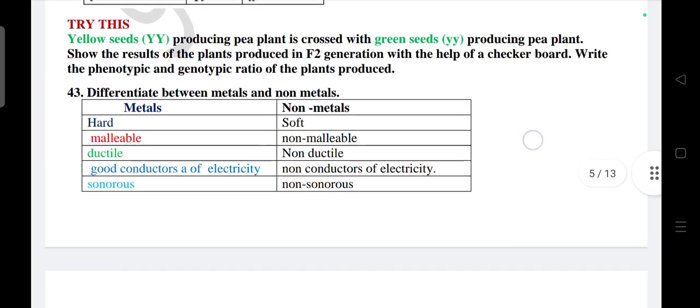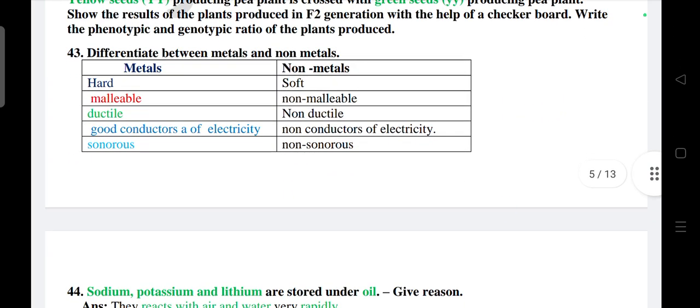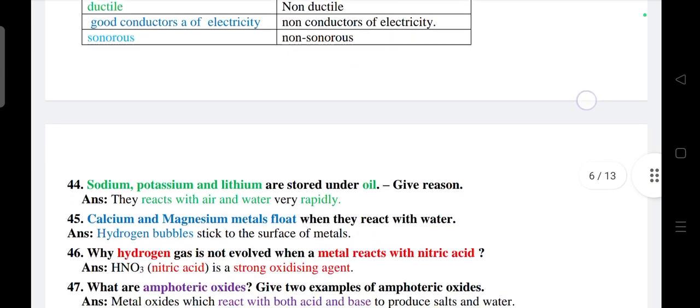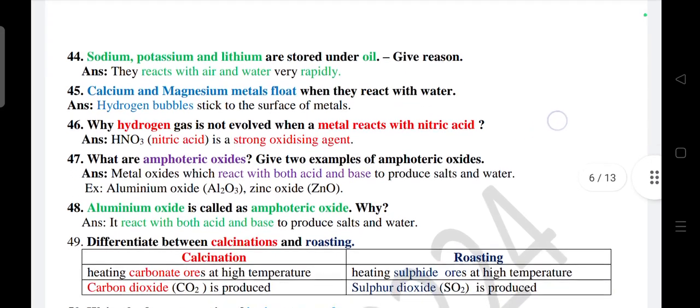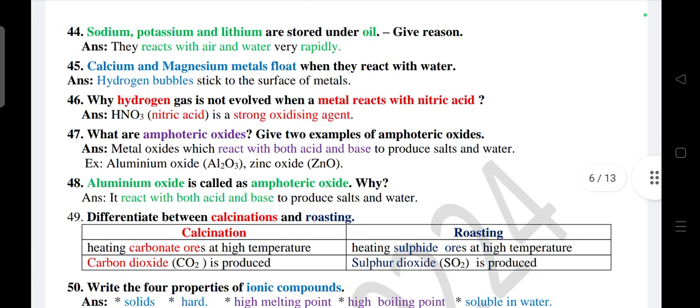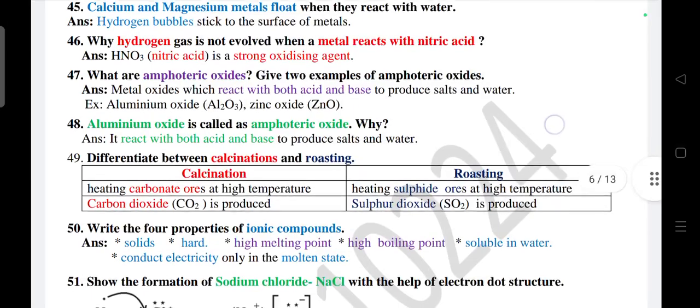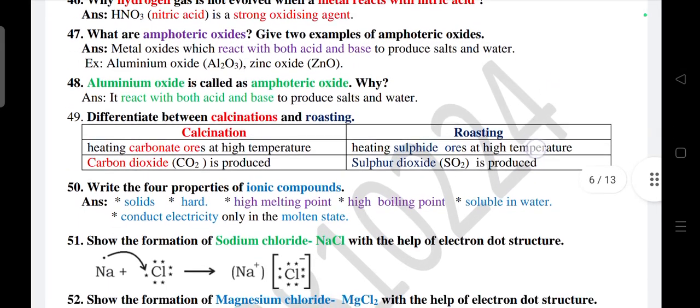Difference between metals and non-metals. Sodium, potassium and lithium are stored under oil. Give an example. Calcium and magnesium metal float when they react with water. These are all the key reasons.